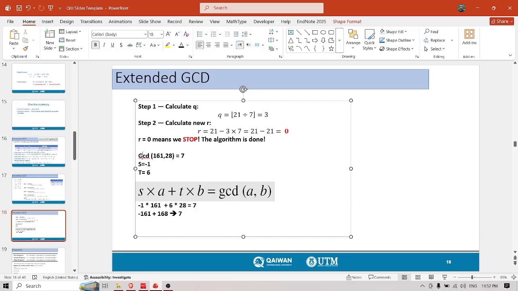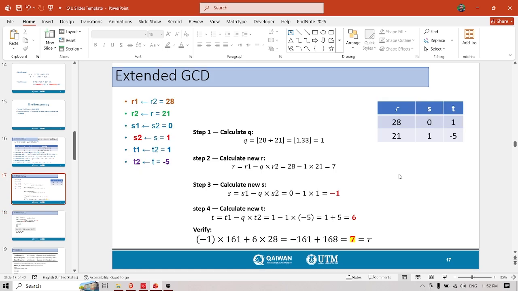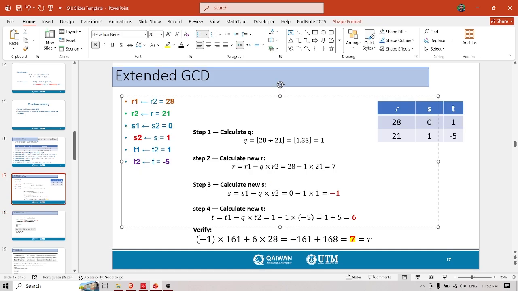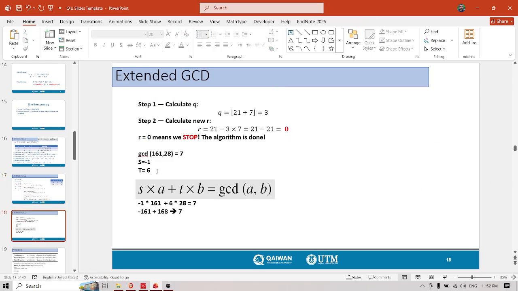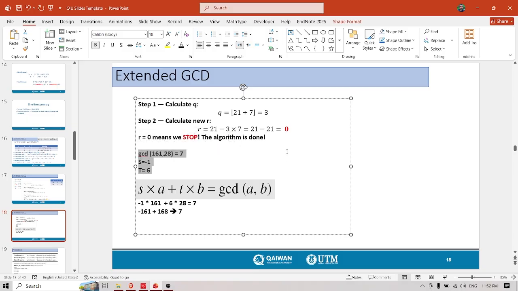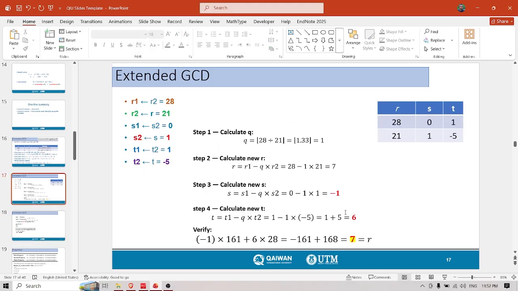Now the GCD, or let's say small GCD, is equal to 7. We found this one. And we say that the S and T, S is -1, T is 6. You might ask, well, where is this 2? Now S is equal to -1. Now the T is 6, and the other slide says T is 6. This is how we got it. So once we reach 0, we will check the previous step and we will take those T and S.